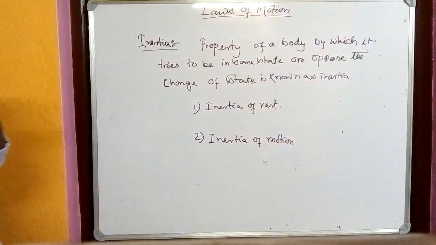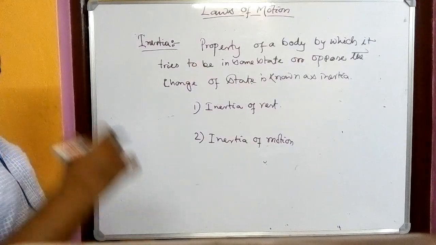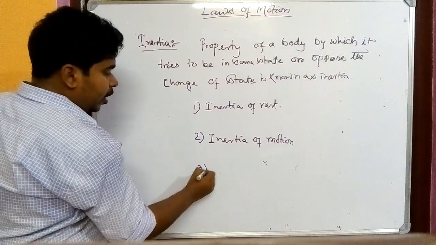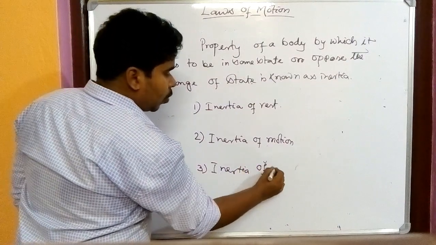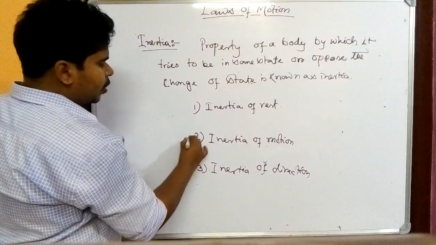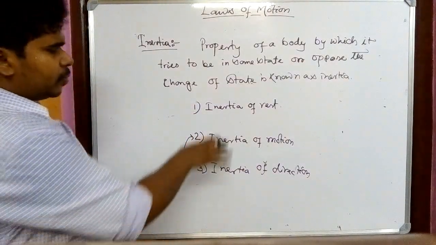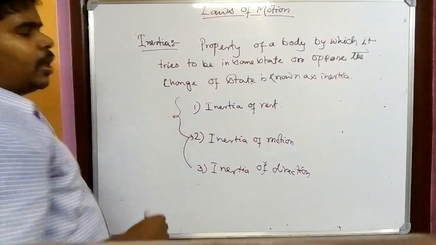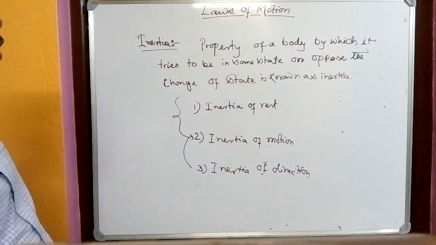Apart from these two, one more thing we have taken, though it is not written in your book but is mentioned in some other book, that is inertia of direction. Why is it not written? Because this inertia of direction coincides with the inertia of motion. So in some books it is taken as three, but mostly there are two parts: inertia of rest and inertia of motion.